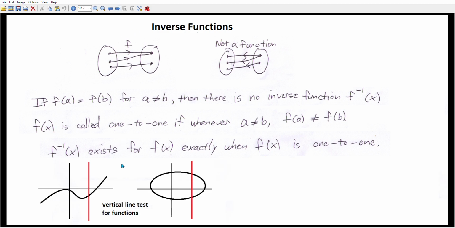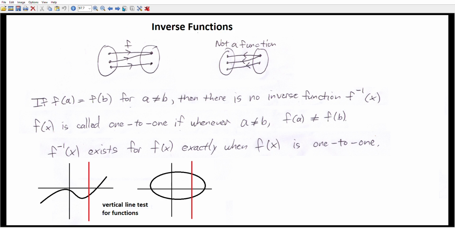Now you may recall that when you were testing functions, you had this thing called the vertical line test. The idea was if a vertical line crossed the graph at more than one point, you didn't have a function. The reason was one x value gave you two y values, which is not allowed for a function.